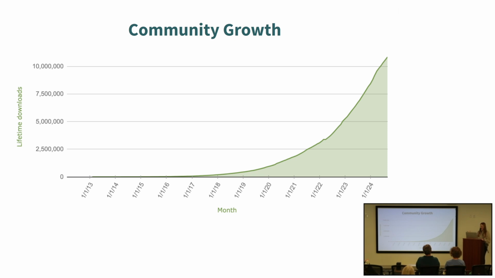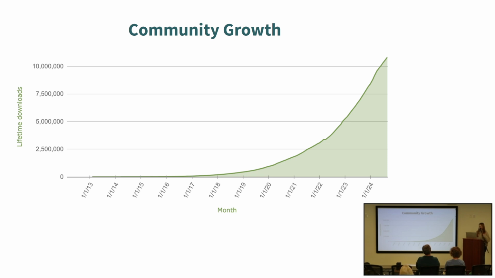The chart that you're looking at here is Cesium JS downloads over the 10-plus years that it's been open source. With over 10 million downloads today, we've grown exponentially, as you can see, over those past 10 years, and that has fundamentally been thanks to a strong open source community.